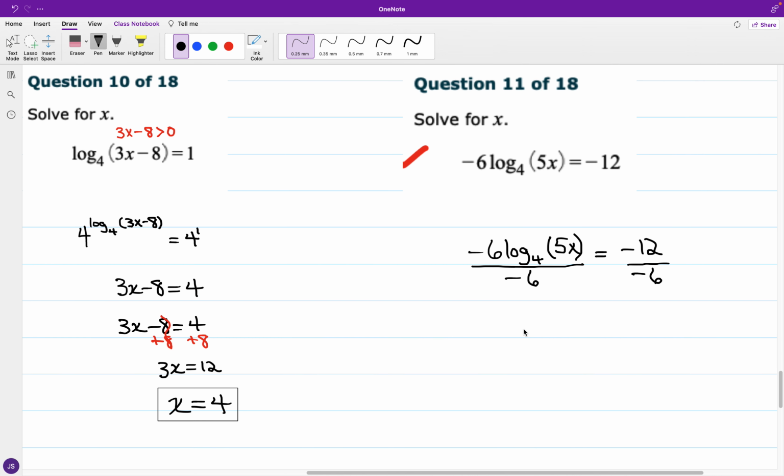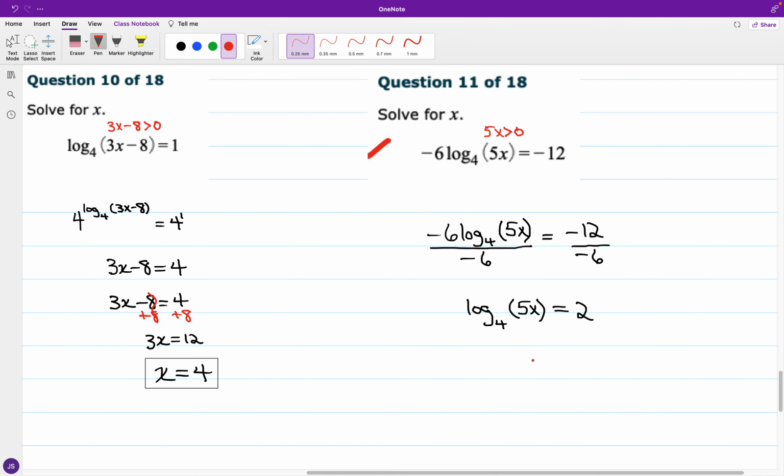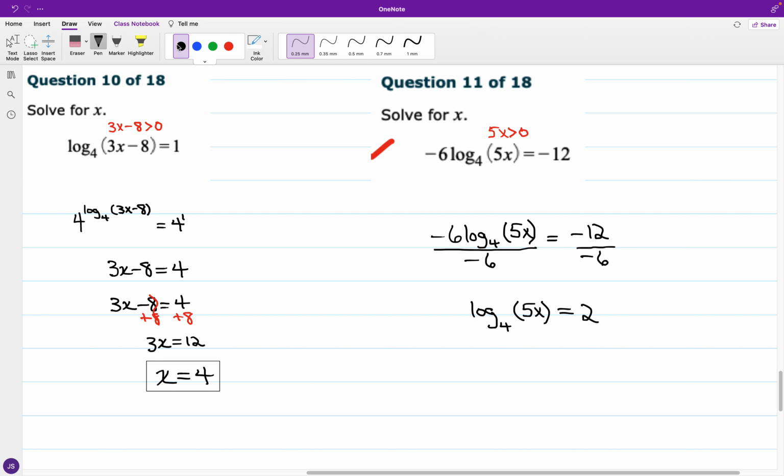And upon doing so, we're going to have the base 4 logarithm of 5x is equal to 2. And again, before I get too far ahead, whatever I have for x, I want to ensure that 5x is positive. Now getting the base 4 logarithm of 5x by itself, I am at the stage where I can treat both sides as powers to which, once again, the exponential base 4 can be raised.